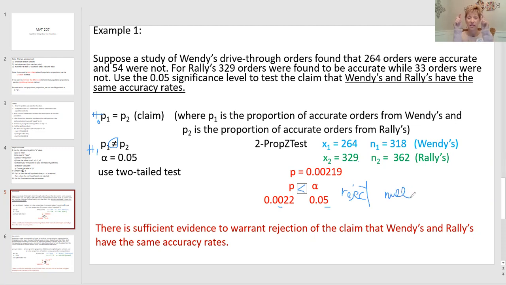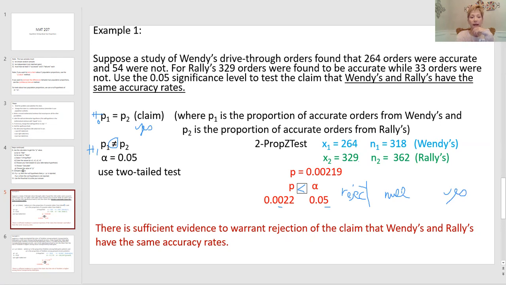So that flow chart says, does the original claim contain equality? So I go back and look. So that's why I labeled it claim. Yes, it does. So I went right on the yes on the flow chart. Then it said, did you reject the null? And I look, and yes, I did reject the null. So again, I'm following the yes on the flow chart.